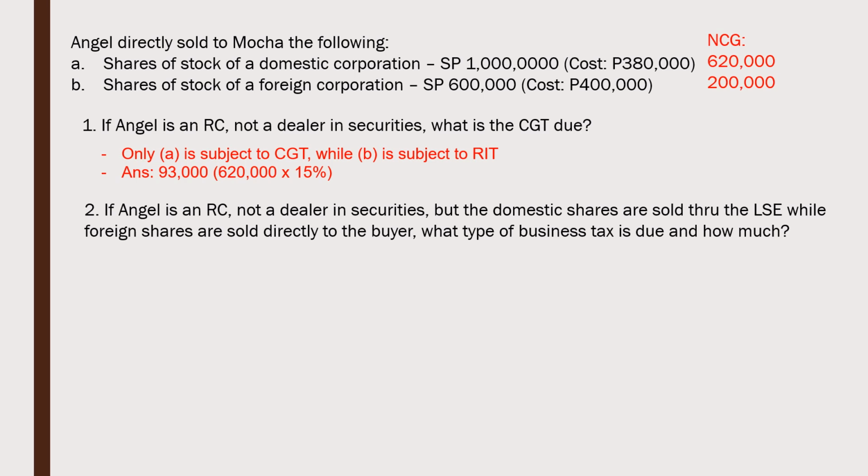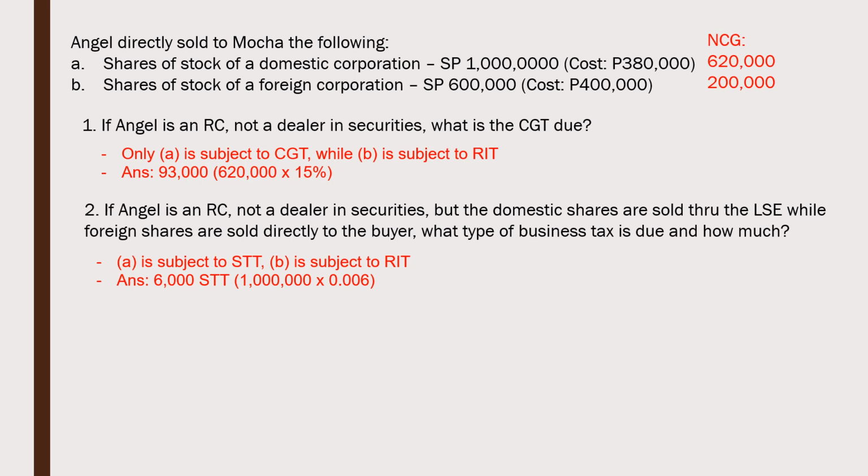If Angel is a resident citizen, not a dealer in securities, but the domestic shares are sold through the local stock exchange while foreign shares are sold directly to the buyer, what type of business tax is due and how much? A will be subject to STT or stock transaction tax, while B is subject to RIT. Letter A becomes subject to STT because the shares are now sold through the local stock exchange. So the business tax due is STT and the amount is 6,000, which is 1 million times 0.006, which is the rate for STT.